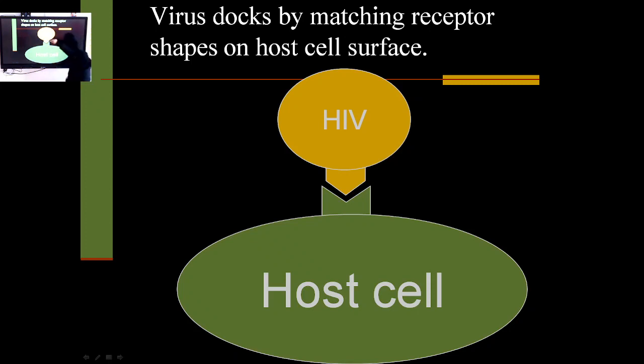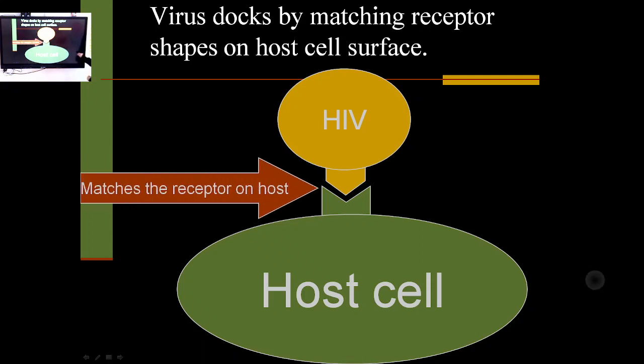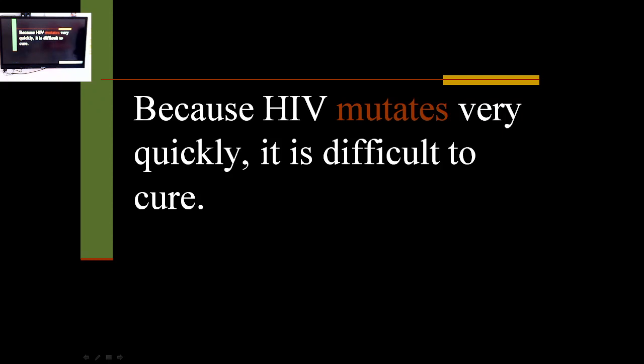Sometimes there are antibodies that will fit the virus, and this antibody will block the docks of the virus, so it will not infect the host cell. Again, because HIV mutates very quickly, it's difficult to cure. AIDS is difficult to cure because the HIV, which causes AIDS, mutates very quickly.